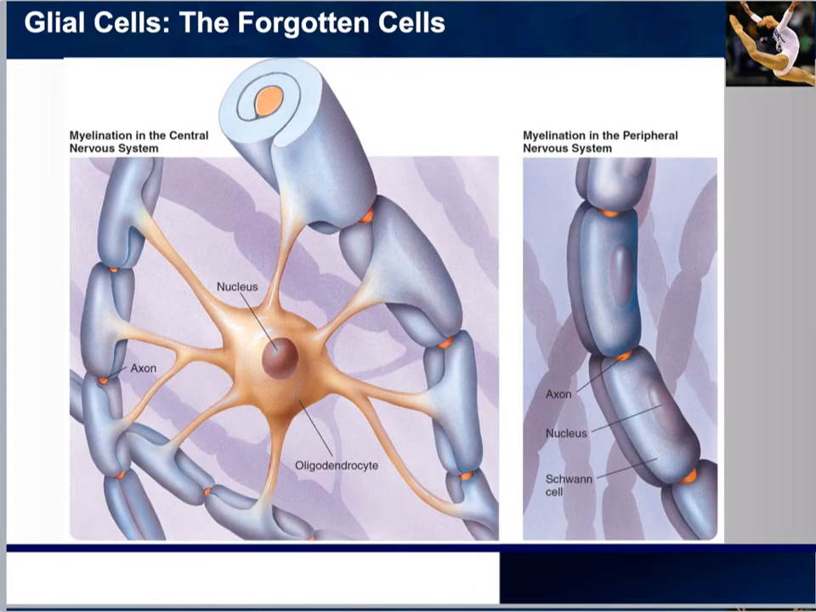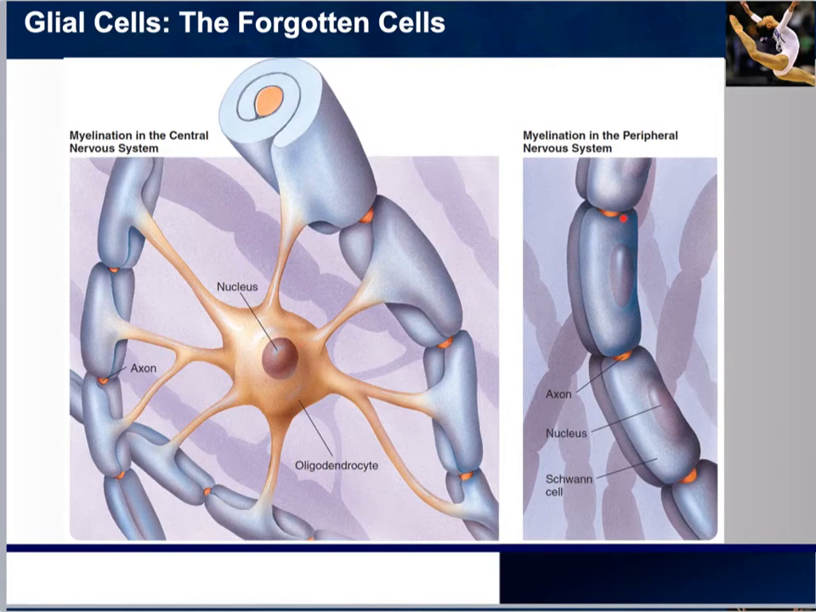Here you can appreciate the oligodendrocyte. As stated earlier, oligodendrocytes often provide several myelin segments to more than one neuron. So here you could have an oligodendrocyte with a nucleus, and this is projecting across and providing myelin to each neuron axon. There's another one that it's providing to, and yet another one here. Remember, oligodendrocytes are exclusively found in the central nervous system.